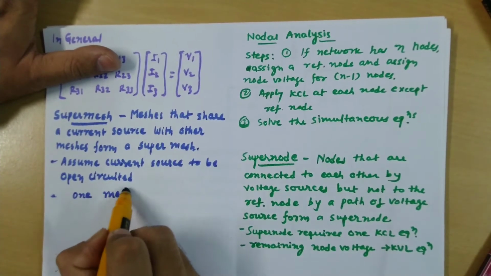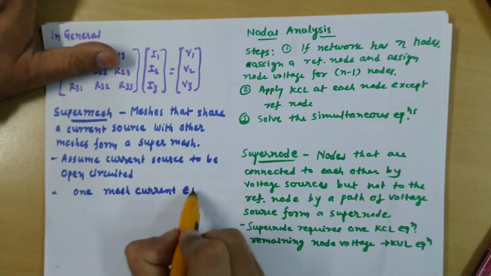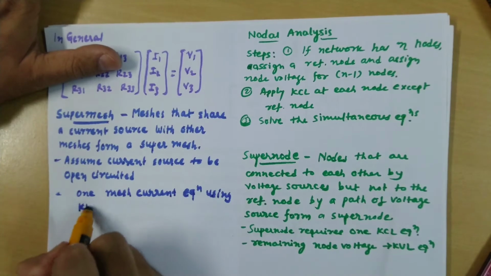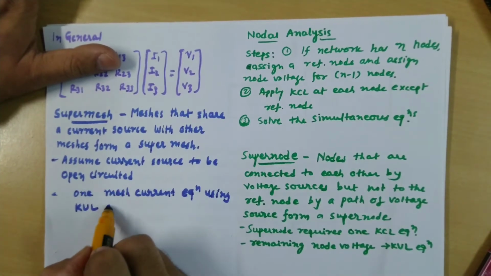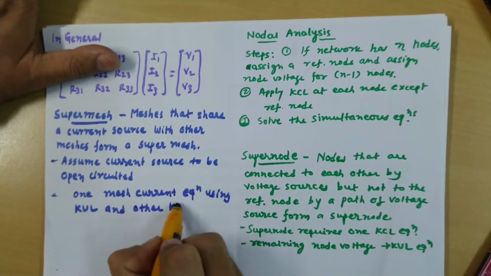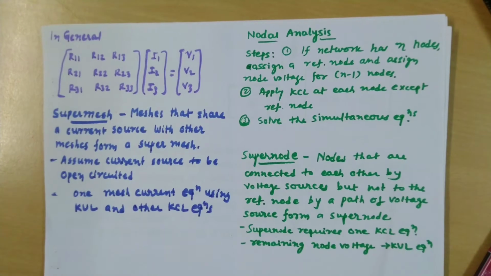mesh current equation using KVL and other KCL equations. So I will show you this in that example.